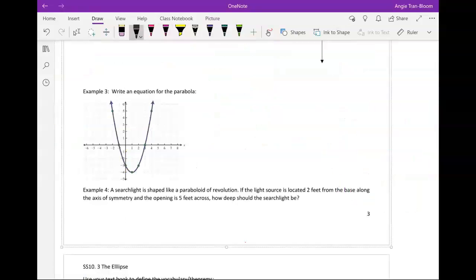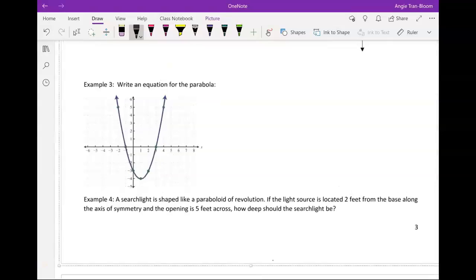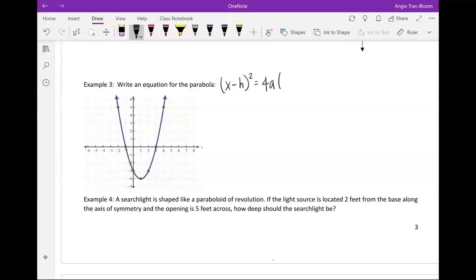Example 3 of 10.2: write an equation for the parabola. First, if you look at this parabola, we know it opens up, so right away I would write the equation out, so by the time you are asked to take an exam, it's already in your memory. And let's identify the vertex. This vertex is 1, comma, -4, so I can fill that in right away. Your h is 1, your k is -4. So (x minus 1) squared equals 4a times (y minus -4). Two negatives will make it now a positive.